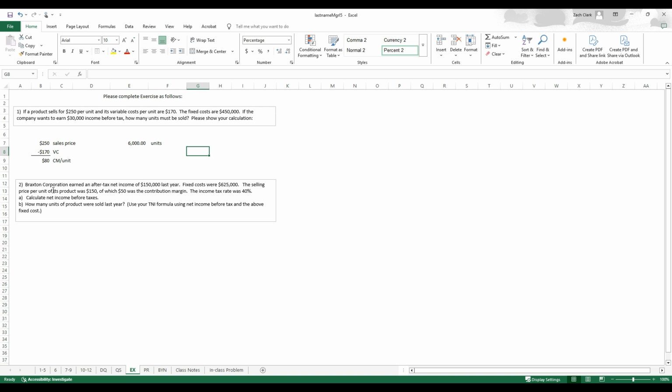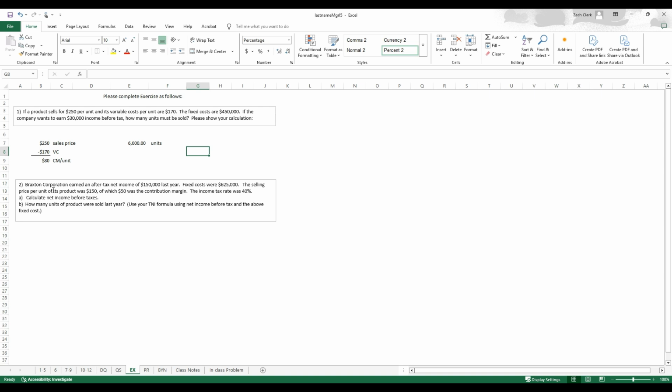So number 2 here on our exercises tells us that Braxton Corporation earned an after-tax net income of $150,000, fixed cost of $625. Selling price per unit was $150, of which $50 was contribution margin, and the income tax rate was 40%. Okay, so we're going to kind of back into how many product units were sold, etc.